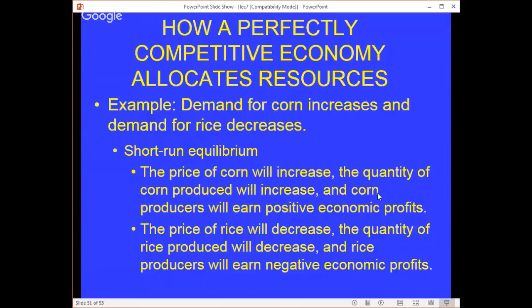Comparing two different products, and we're doing that because we're assuming that demand changes for the products. I assume that the demand for corn increased, and at the same time, the demand for rice decreased. So we get production away from rice towards corn. So in the end, assuming constant input prices, the quantity of corn increases by quite a bit, and the quantity of rice decreases. And in the end, they both go back to making zero economic profit.